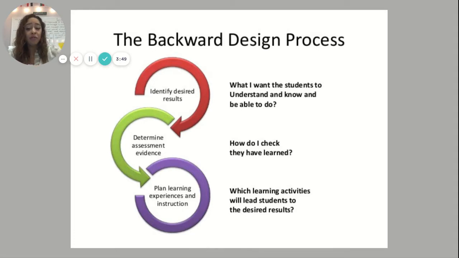In order to set them up for success, we need to provide them with linguistic supports, such as sentence stems, until they no longer need them. Any student can use them, but English learners especially will benefit as they are learning English and content simultaneously. So then comes the final step, planning the learning experiences.